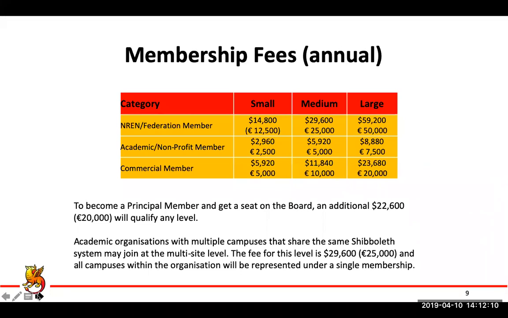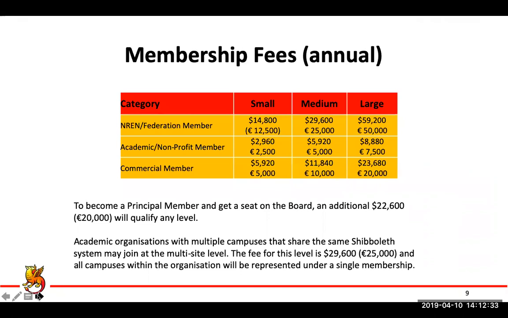I mentioned earlier that anyone can become a principal member. That incurs an additional fee, which is quite significant, but does entitle that organisation to an automatic seat on the board. The membership period is 12 months. And there's absolutely no obligation to renew the membership, although obviously we're very pleased when people do renew.